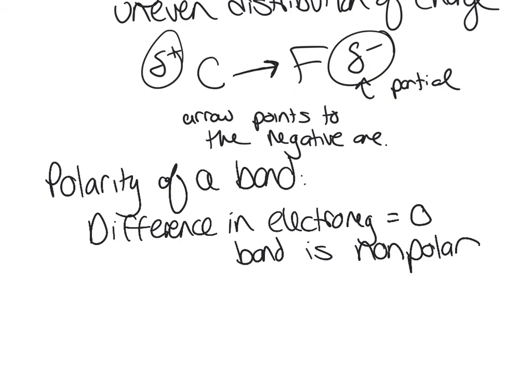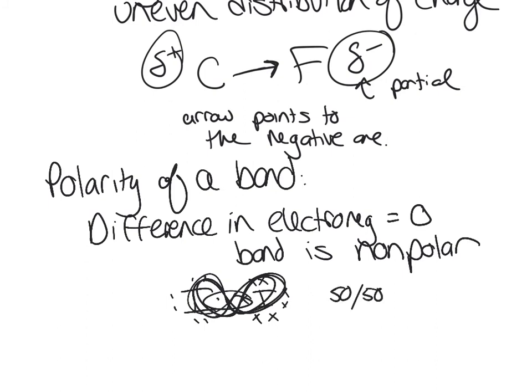Give me an example of that, Mrs. Bell. Gladly. Iodine bonded to iodine. This would be like playing tug of war against a clone of yourself. Iodine has the same electronegativity as iodine, so they're going to share that electron perfectly equally, okay? So they're going to share it 50-50. No side is partially positive, no side is partially negative. So this is what we call a non-polar bond.